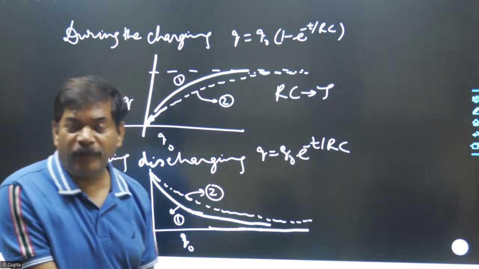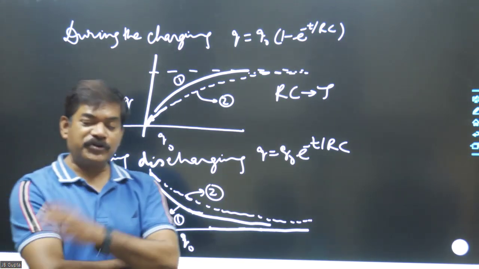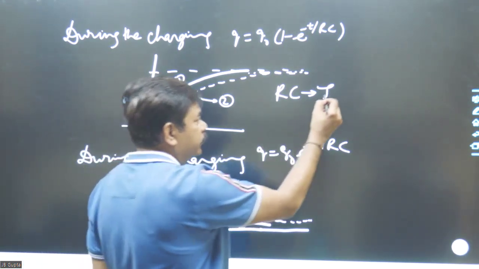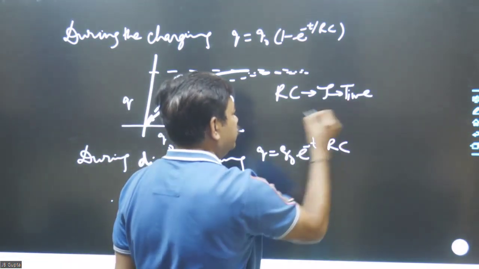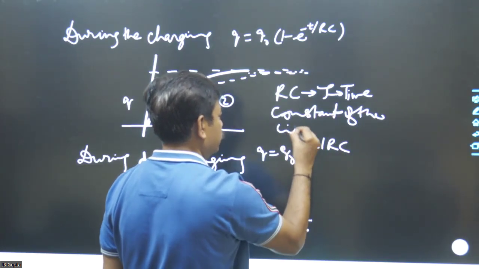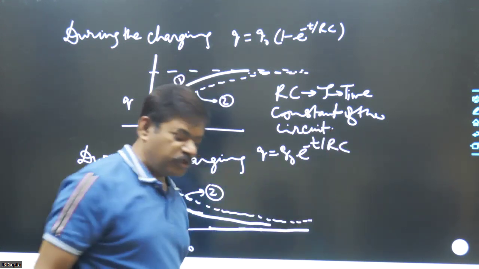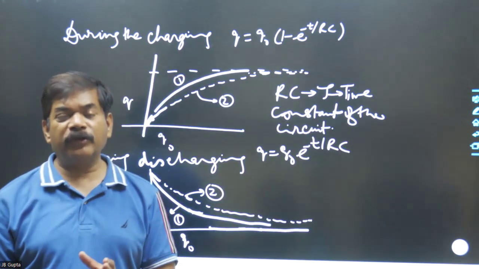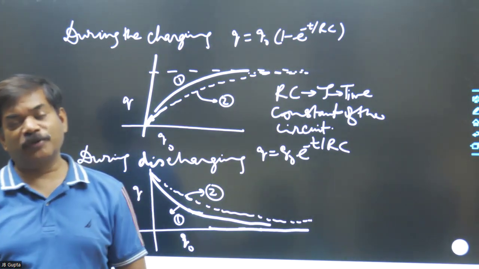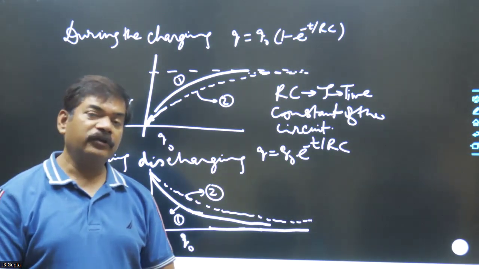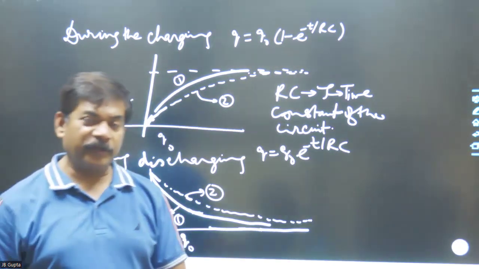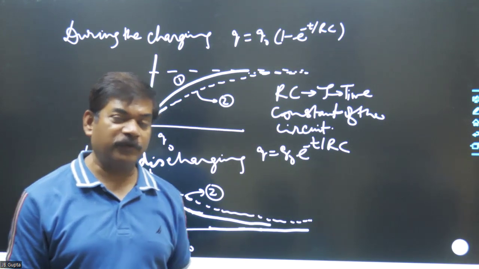Its dimension will be equal to the dimension of time. And this is called the time constant of the circuit. So first you need to remember one point always, and that is what? RC, the time constant of the circuit, denotes the inertial character of the circuit. बच्चों, this denotes the inertial character of the circuit.